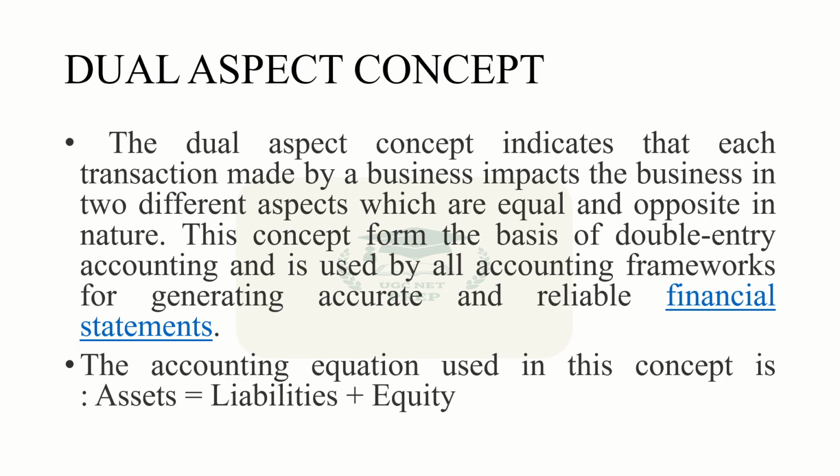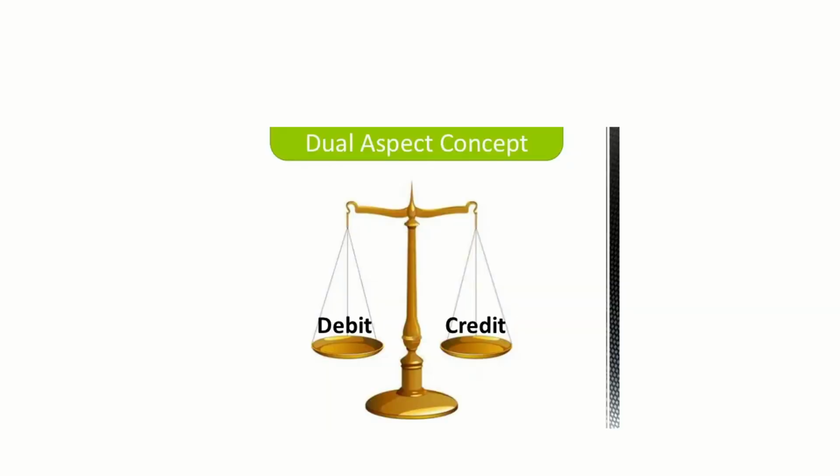So another concept is the dual aspect concept. The dual aspect concept basically states that every action has an equal and opposite reaction. That means that if you are making an entry and a debit is done, a credit will also be done. So a situation of debit will lead to a situation of credit.